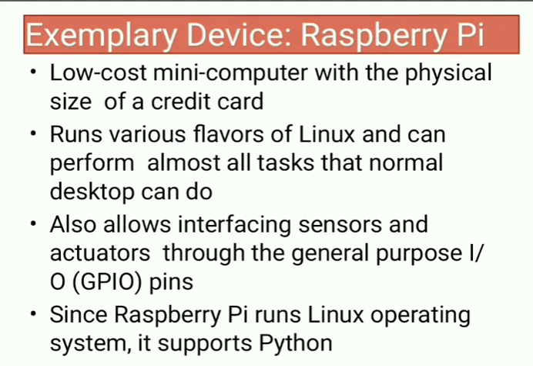So, Raspberry Pi is an exemplary device. A Raspberry Pi is a low-cost mini computer with the physical size of a credit card. Raspberry Pi runs various flavors of Linux and can perform almost all tasks that a normal desktop computer does. That's why Raspberry Pi is called a mini computer. In addition, Raspberry Pi also allows interfacing sensors and actuators through special pins, and these pins are called general purpose input output pins, that is GPIO pins.